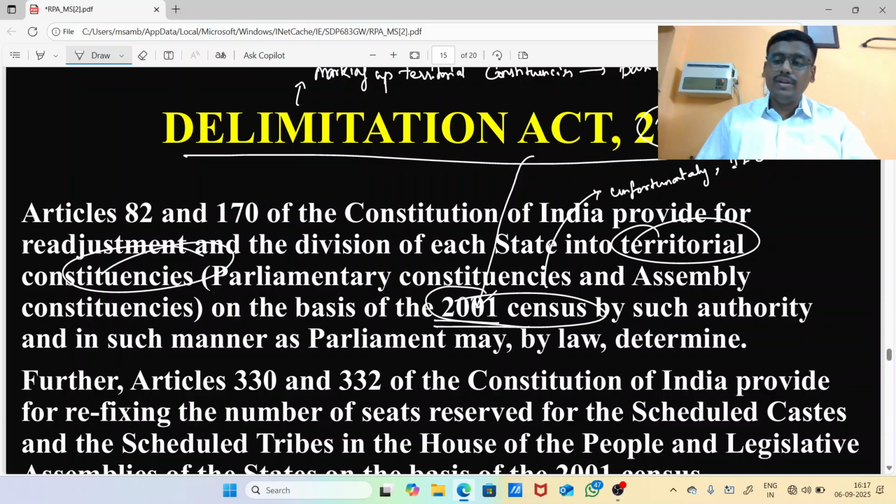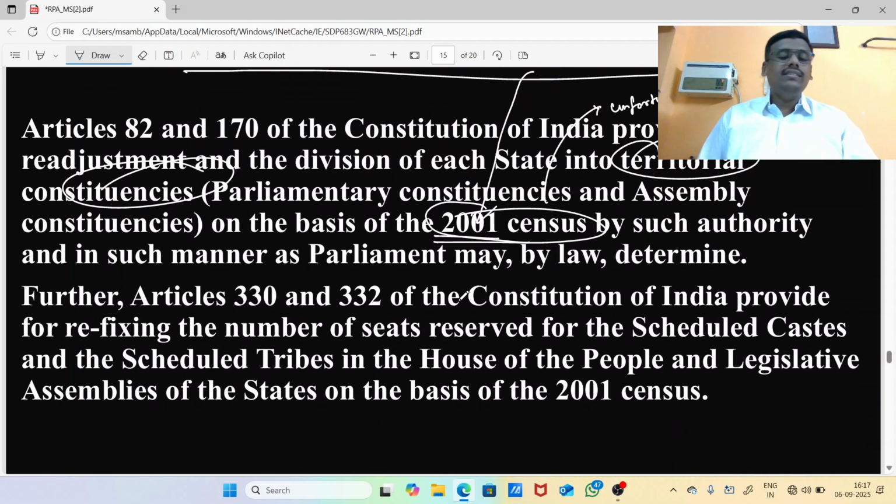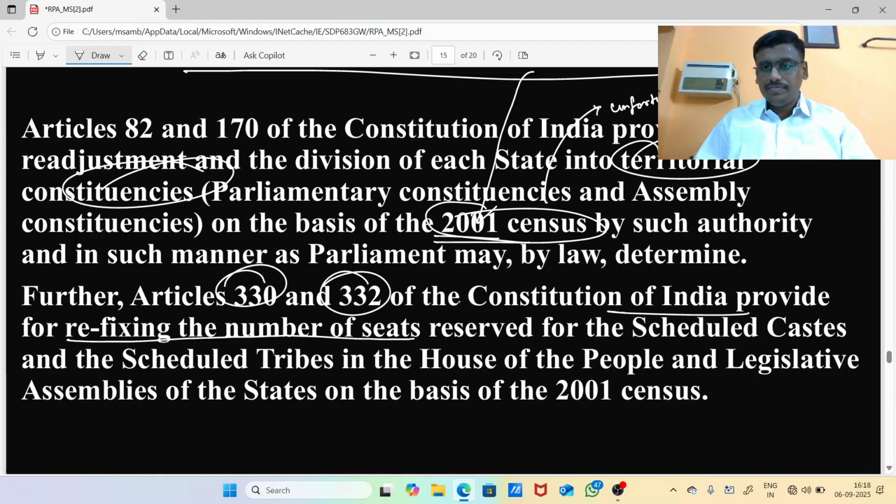It does not take place. Further, Articles 330 and 332 of the Indian Constitution provide for the refixing of the number of seats. So we know reservation of seats is given to SC and STs. It is given for MP elections and MLA elections, and for local body elections we have SC reservation, ST reservation, and one-third of seats reserved for women.